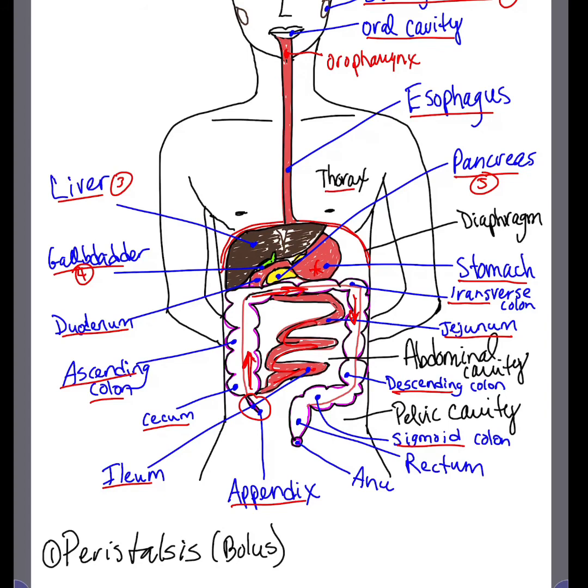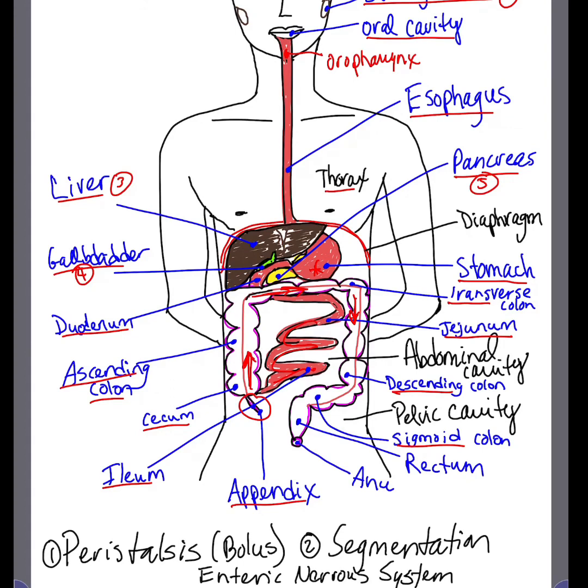And then the second one is segmentation, which is basically how the material is sheared and fragmented, and at the same time is propelled through the digestive tract by peristaltic contractions. In total, these movements are controlled by something called the myenteric reflexes of the enteric nervous system, or ENS, which is the gut's brain.